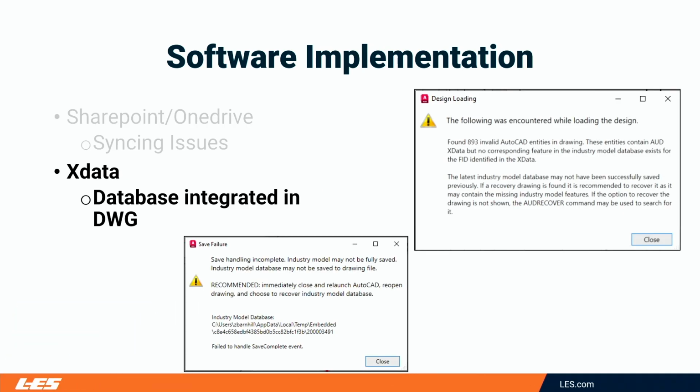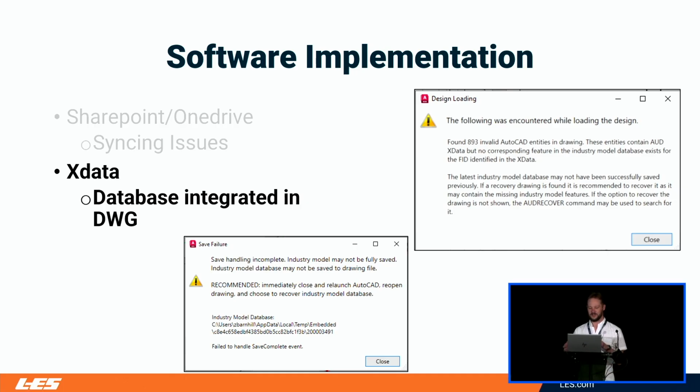X data. So this has been our biggest problem on our software rollout. We've been trying to figure out what is the main cause of this, but it's been a major issue. So if anybody has run into this, please reach out to us. Essentially, there's some issue with how AutoCAD saves the industry model database into the DWG itself. And if that doesn't get saved correctly, the next time you open up that drawing, you have all your lines, you have all your drawing, but the information behind the drawing is missing. That just doesn't get integrated back into the DWG.